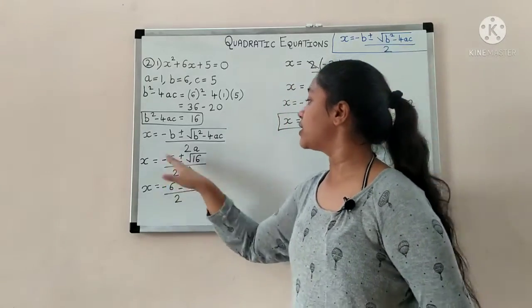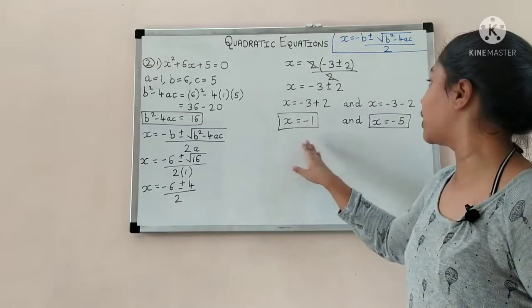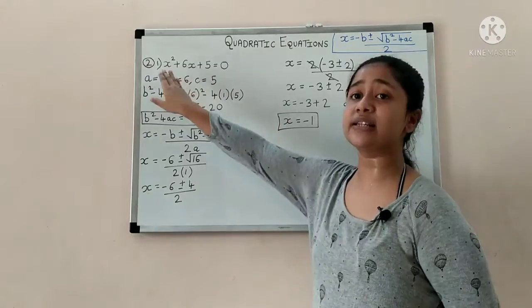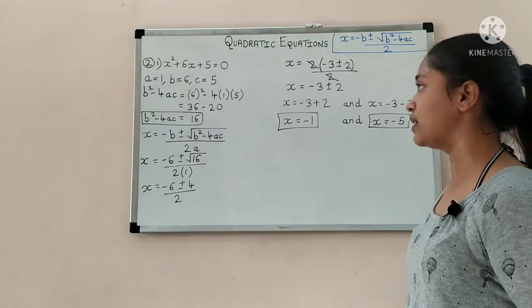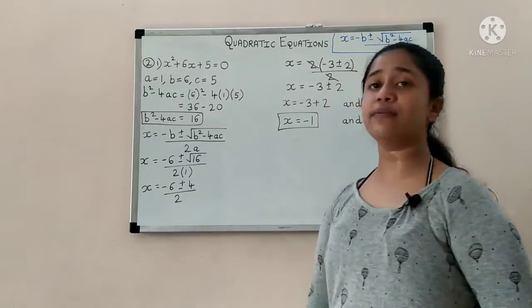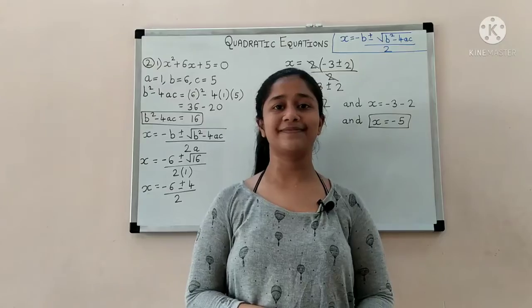Okay, then substitute all the values and further simplify it, so you will get two answers for your variable. Now here the variable was x, so we got the answer as x is equal to minus 1 and x is equal to minus 5. Okay, so I hope this sum was clear to you all. Make a note of this sum and then we will start with the next sum.